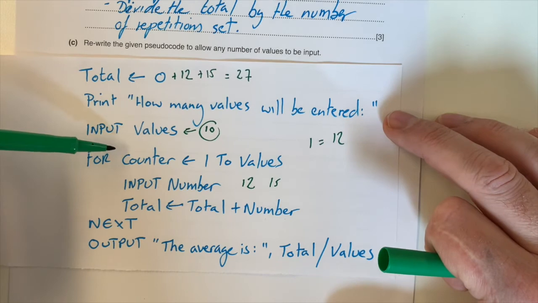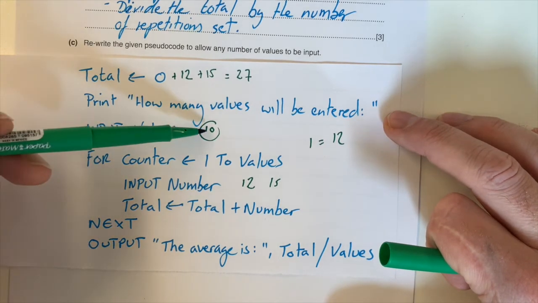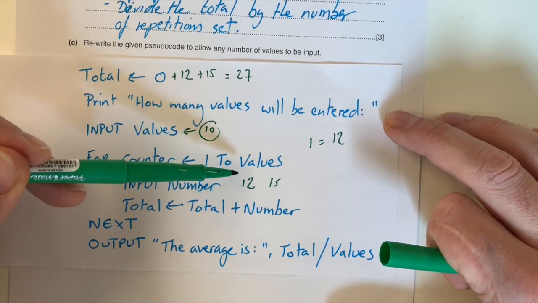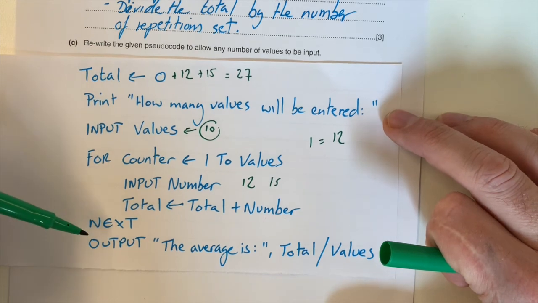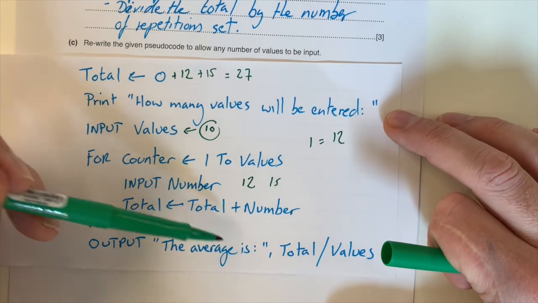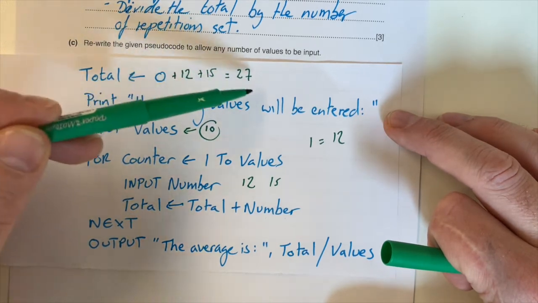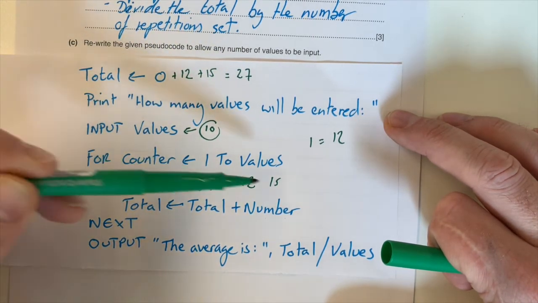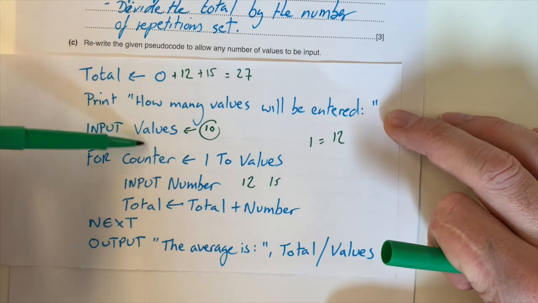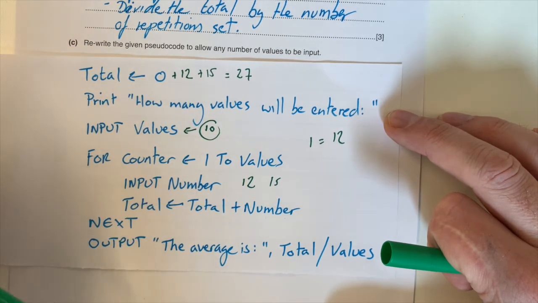So once it drops out of the loop, once it's gone round 10 times, it's going to output the average, which is the total, all these numbers added together, the 10 numbers in the total, divided by 10, the number of values, and that would give us our output. So that is how I would do that question there.